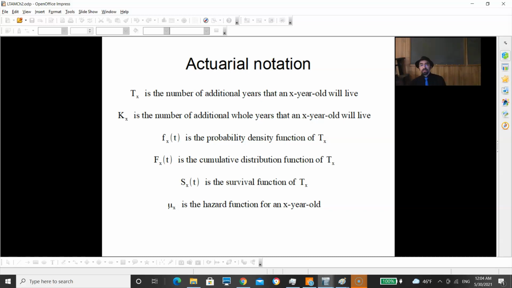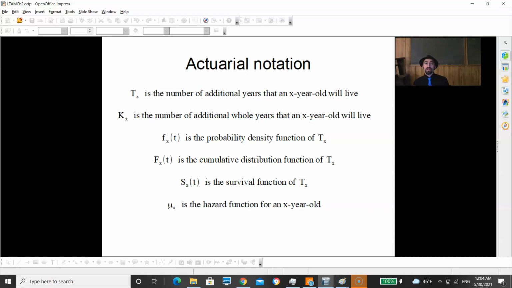Now, if you took exam P, you probably remember some of the basic notation about probability density functions and cumulative distribution functions. That same notation works here too. Little f sub x of t is the probability density function of T sub x, while big F sub x of t is just the cumulative distribution function of T sub x. Exactly what you would expect.